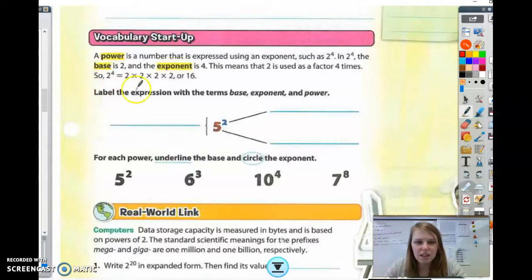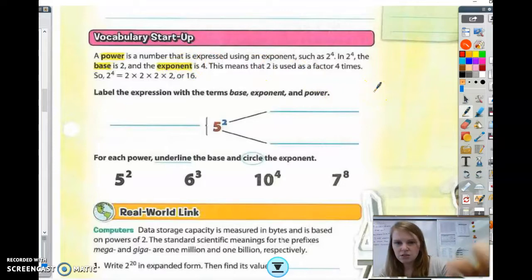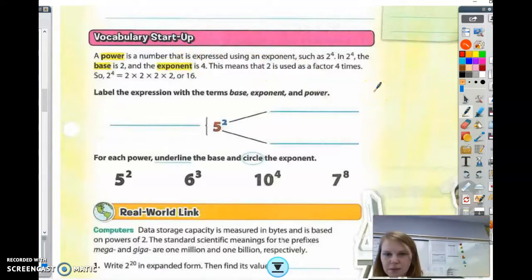It says here, label the expression with the terms base, exponent, and power. Let's start with this part here. So we're saying 5 and the 2. What's the 2? Do you remember what that is? Base, exponent, or power? The 2 here, in this case, this would have been the 4. It says it's the exponent. I'm going to go ahead and write that in. So let's see if I can do that. Oh, beautiful. Exponent. Not the best handwriting, but it's not too bad.